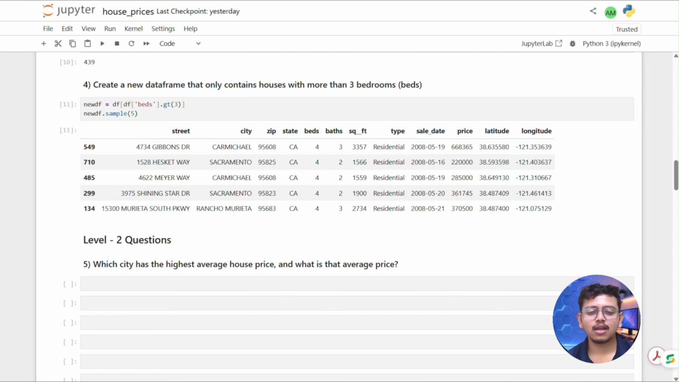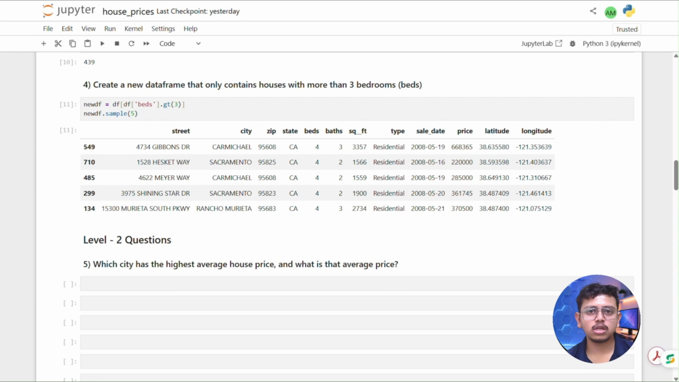Hello, guys. Welcome to part 2 of the series of exploratory data analysis of the house prices dataset using the Pandas library in Python. Before officially starting part 2, I want to give a brief recap of all we covered in part 1.